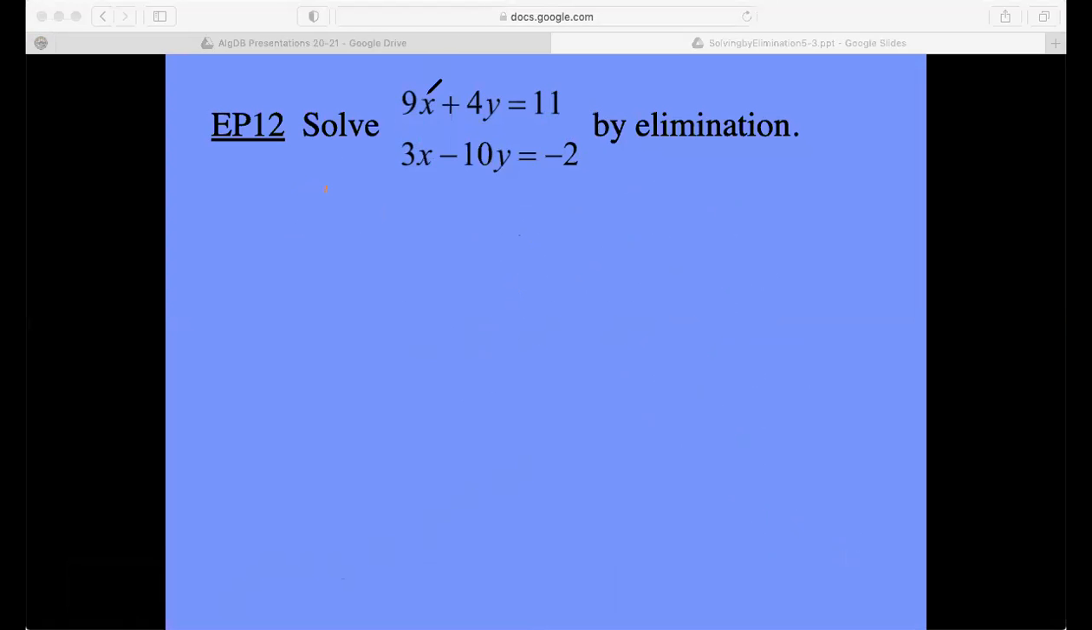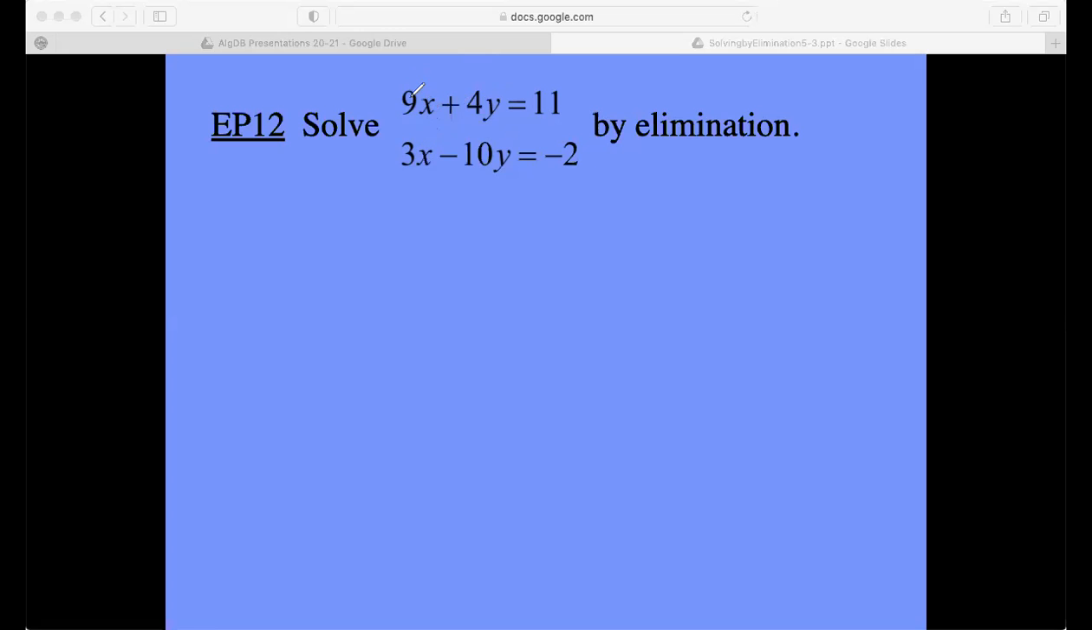If I look here, I have 9x and 3x. Those are not opposites. I have 4y and negative 10y. Those are not opposites. So in this case, I'm now on a different process. If you don't have like terms lying under each other, you need to multiply one or both equations by a number to get opposites.